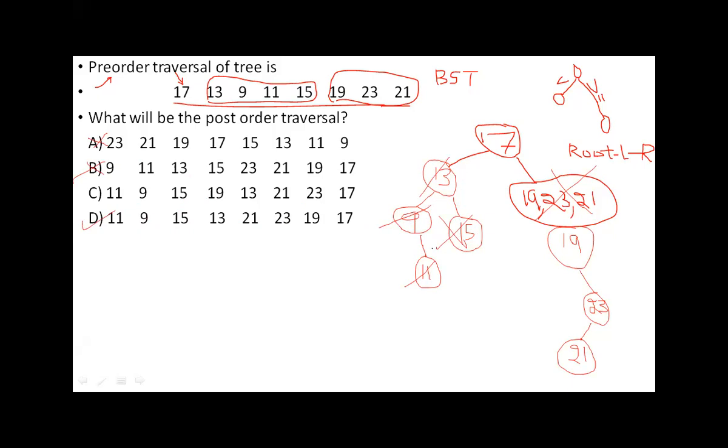Now you apply the same thing here. Go on removing the left child first. The left subtree is over, then go to the right side. Left child 21, you remove. Next remove this leaf 23, then remove 19, finally remove 17. Now option D is the correct one. That's how you can find out a post order traversal. One question of this kind will be asked.